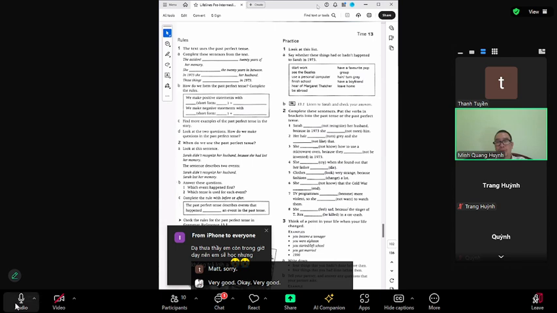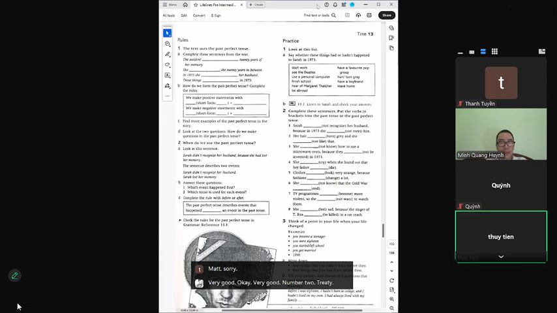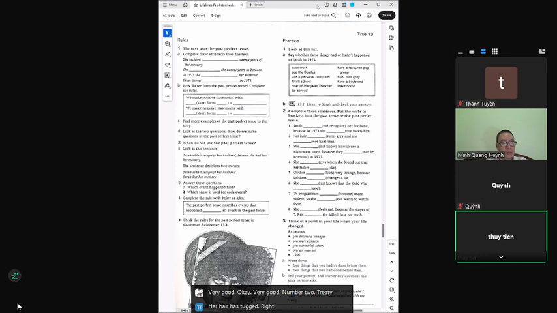Number two, Thủy. Her hair had turned gray. And she didn't like that. Okay, so her hair had turned gray, past perfect. Yes. And she didn't like that, past simple. Yes, her hair had turned gray, and she didn't like that.